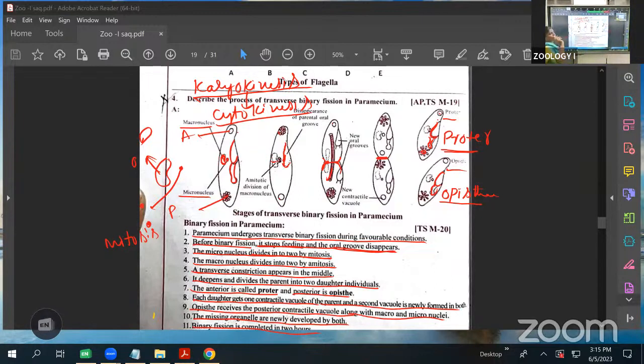That's all for the proter. Next, what about the opisthe? The opisthe takes the posterior contractile vacuole and prepares the anterior contractile vacuole and the oral groove. Like this, they form by transverse binary fission. The binary fission takes 2 hours for total completion.